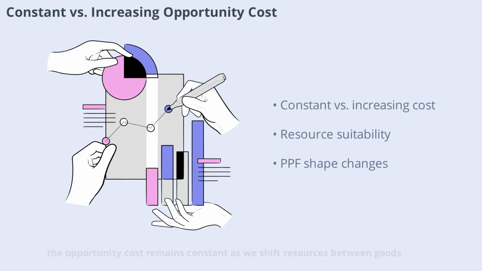Sometimes, the opportunity cost remains constant as we shift resources between goods. This happens when resources are equally suited for both products. But often, opportunity cost increases as we produce more of one good because resources are better suited for one use than another. This makes the PPF curve bow outward.